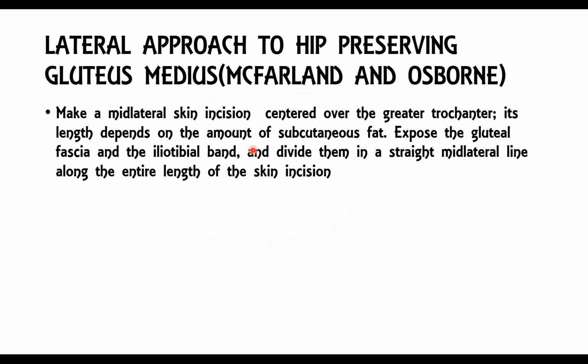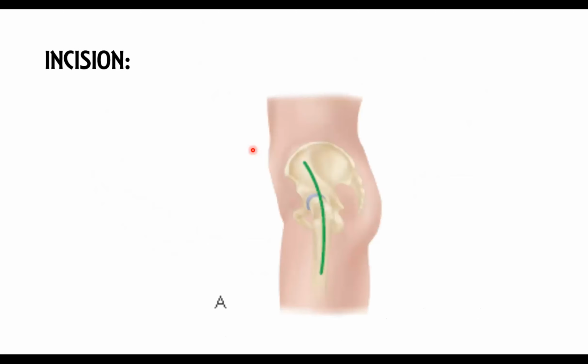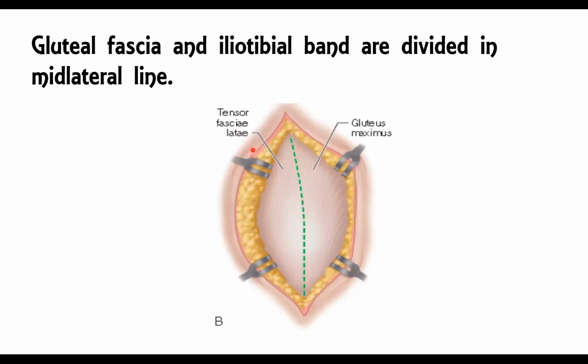One is regarding the bikini incision or Smith-Petersen approach, that is the anterior approach. Second is regarding the anterolateral approach, Watson-Jones. This is the true lateral approach for the hip preserving gluteus medius. There is no dissection of gluteus medius. This is the preservative approach. You can see the incision. So it is between the gluteal fascia and IT band, iliotibial, which is dissected in the mid-lateral line.